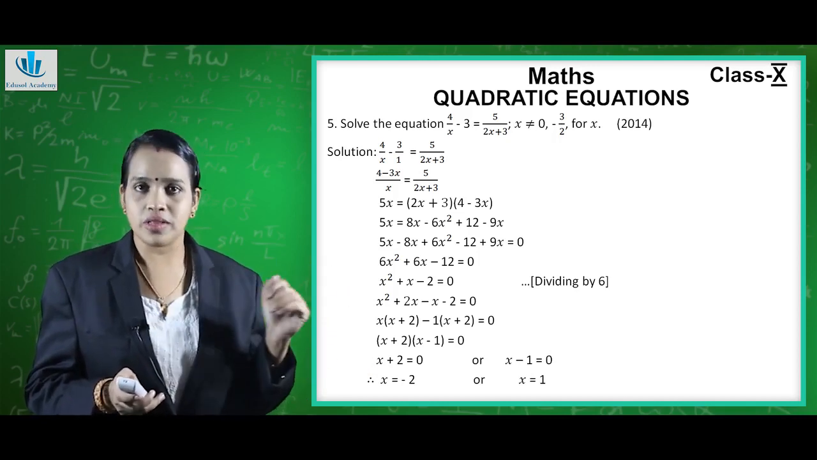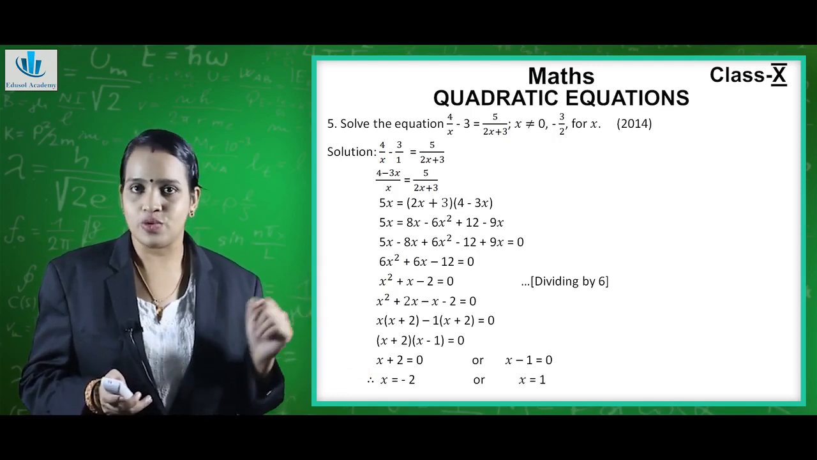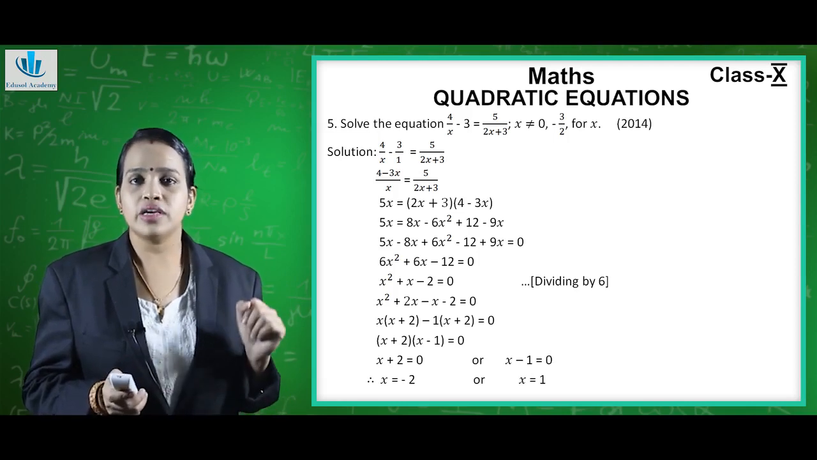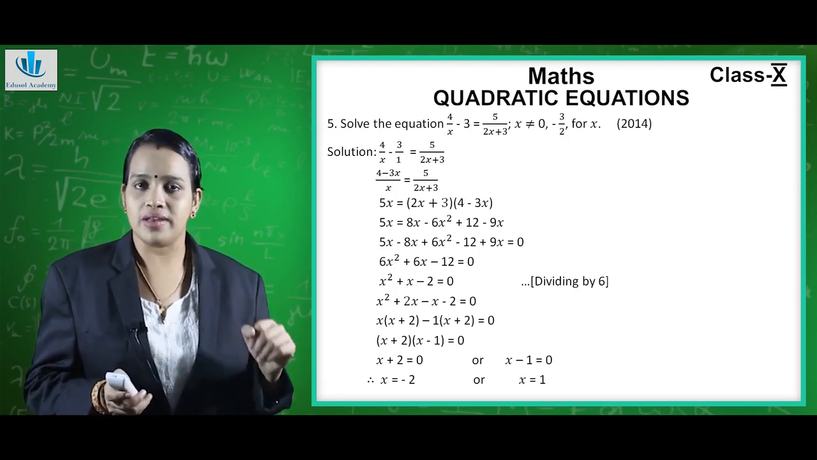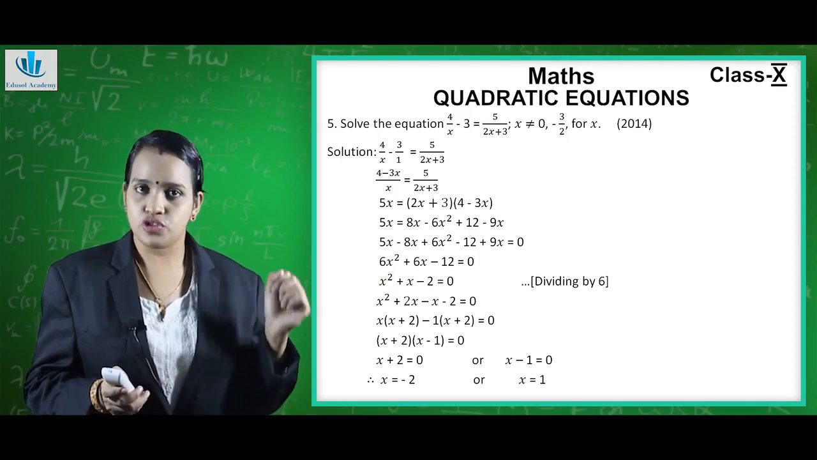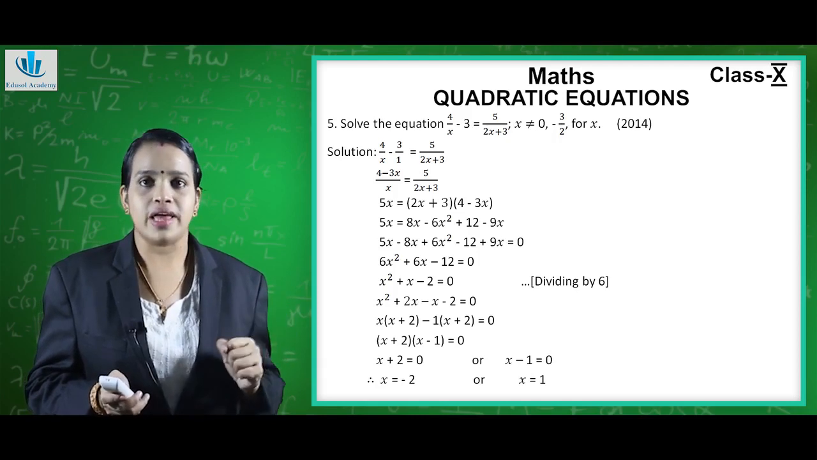Now first we will open the bracket by multiplying it, so it becomes 5x is equal to 2x into 4, it gives 8x, 2x into minus 3x, it gives minus 6x raised to 2, plus 3 into 4, 12, plus 3 into minus 3x, it gives minus 9x.